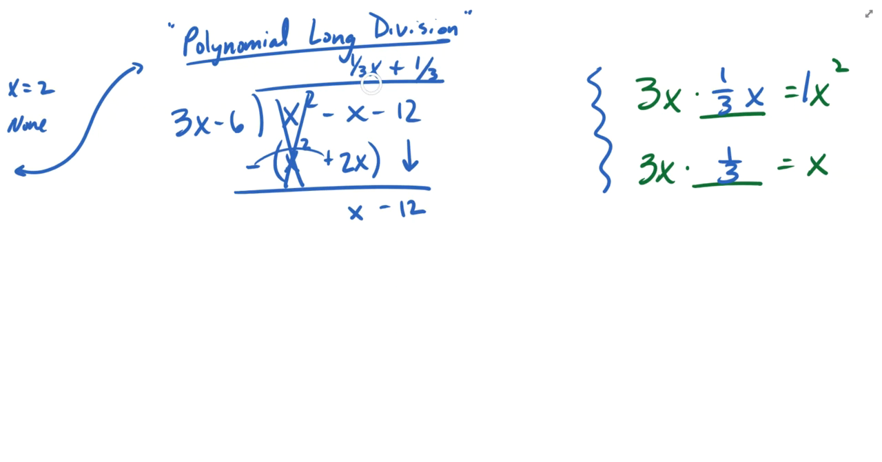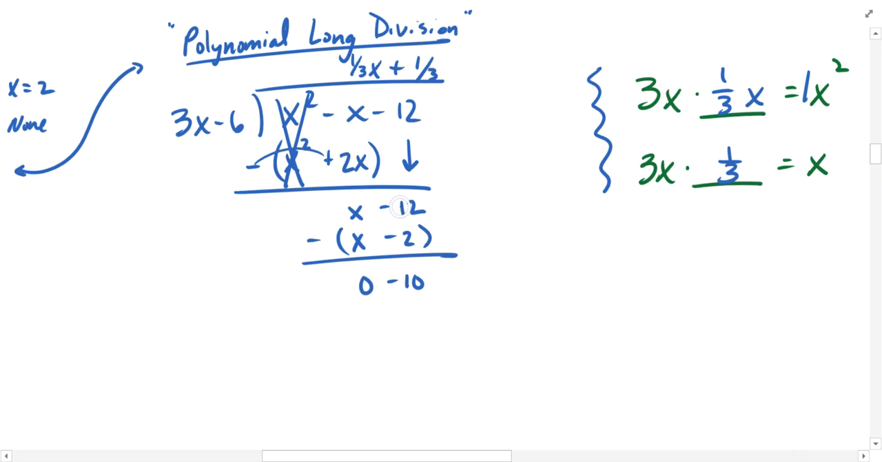And now that I've made my guess, I'm going to multiply just to check my work. 1/3 times 3x does equal x. And 1/3 times -6 is -2. When I subtract these two, I'm left with 0 minus 10, because -12 take away -2 is like adding 2. And so technically what I have now is a remainder of 10, and I'm not really that interested in that. What I am interested in is the result that I get here.